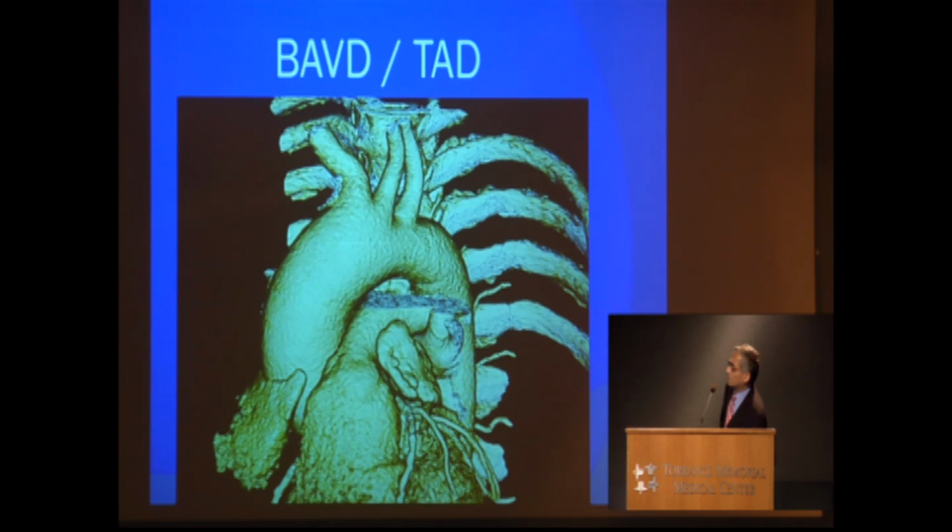This patient underwent surgery and had his ascending aorta resected. The aortic valve was resected, and also he had paroxysmal atrial fibrillation and ended up having a Cox-Maze procedure. And as we know today, he's doing very well.